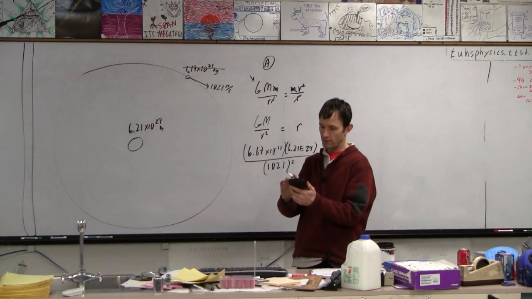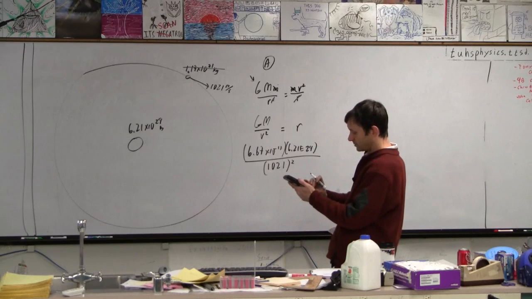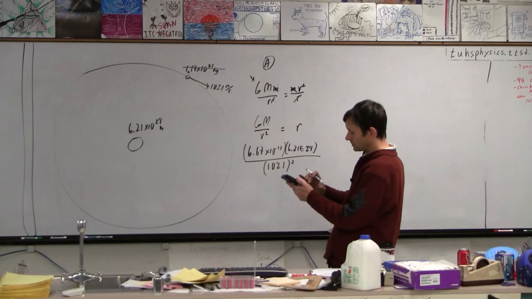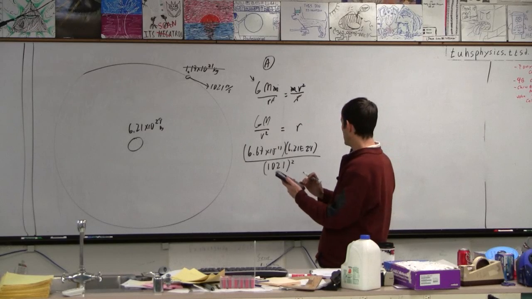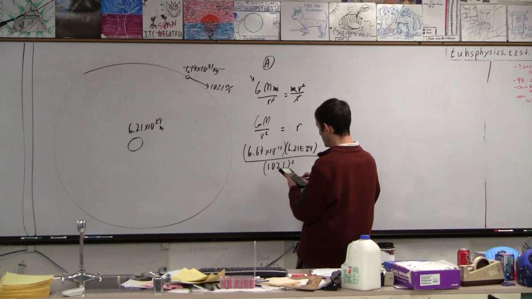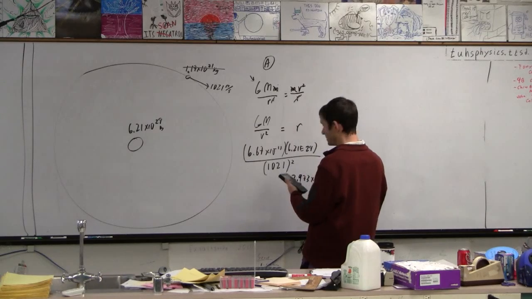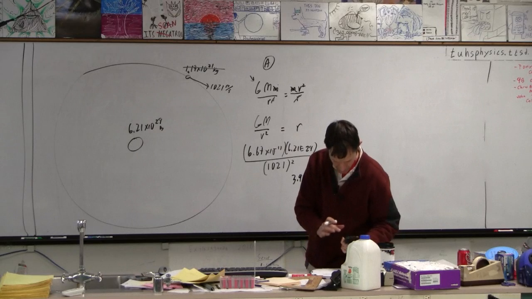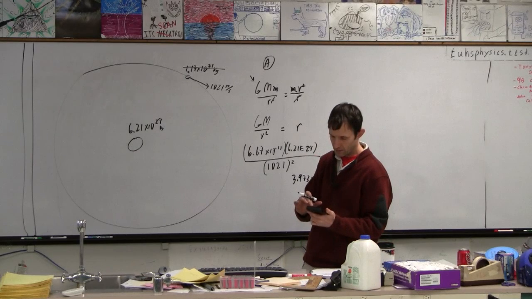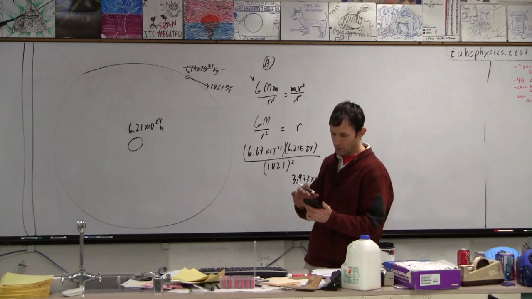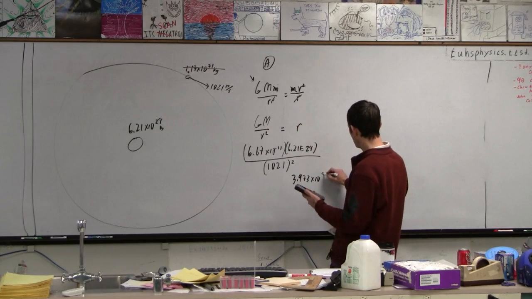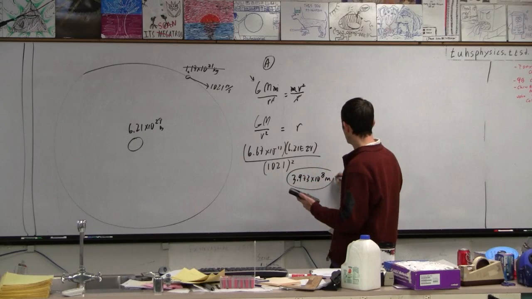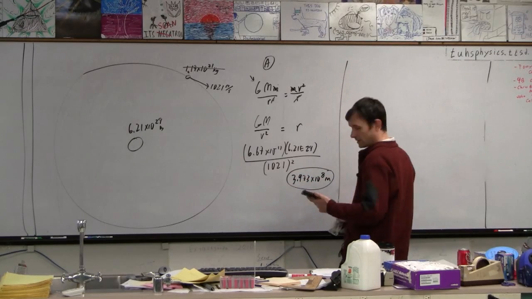6.67 e minus 11 times 6.21 e 24 divided by 1,021 squared, and you get 3.973 times 10 to the, is it 10 to the 8th? I can't even tell. This stupid calculator. Oh, indeed it is. Times 10 to the 8th meters. All right, so that's part A.